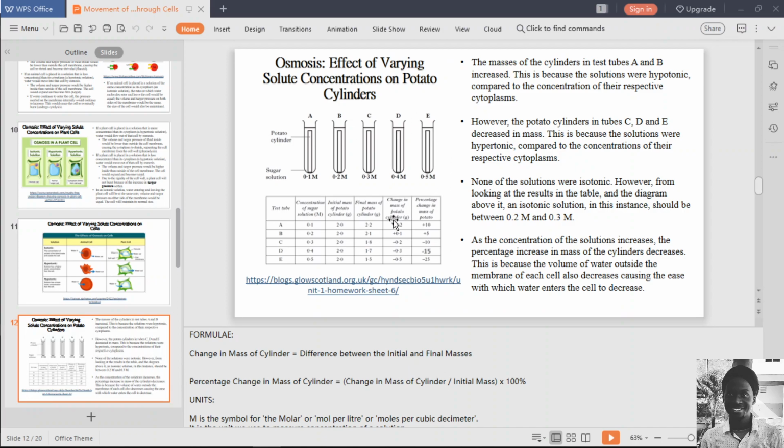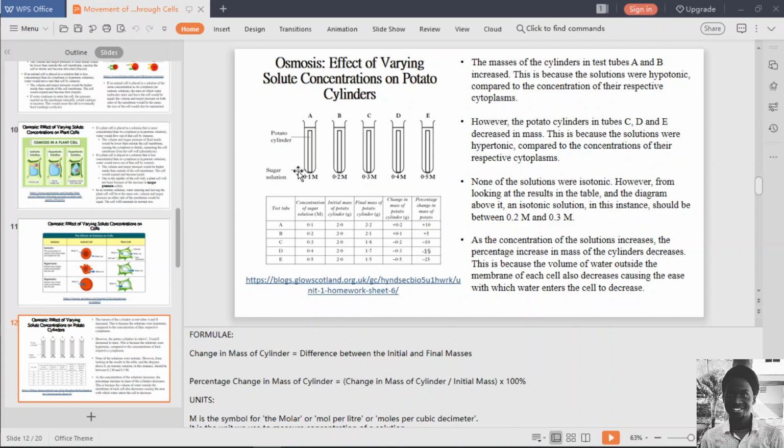So here we have 5 test tubes containing 5 different concentrations of sugar solutions with 5 cylinders, that is potato cylinders, in them. These potato cylinders have the same mass and length, and the concentration of sugar solution increases from left to right.